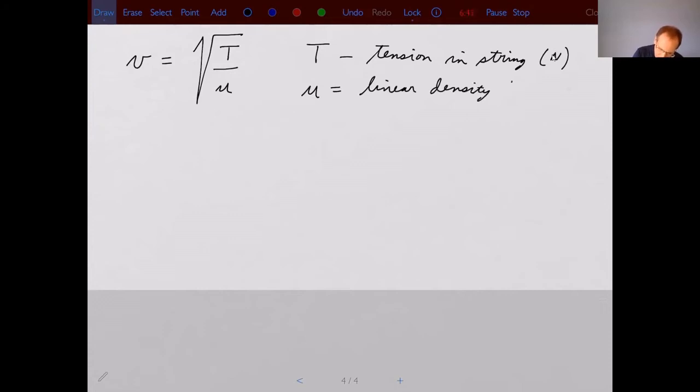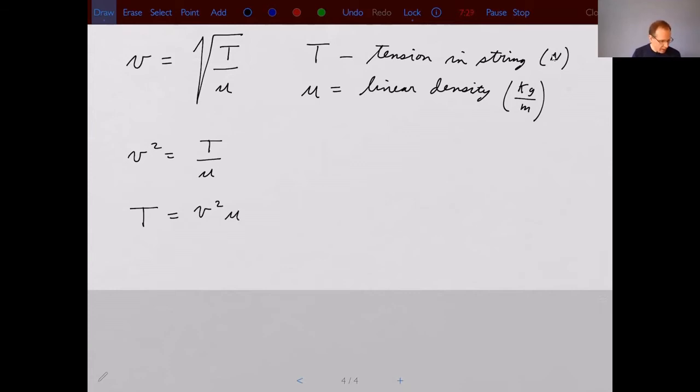So it's going to be in, well, just like regular density is mass per volume, in this case, linear density is mass per length. So it'll be kilograms per meter. So what we want to do is rearrange this equation and solve it for the tension. So if I square both sides, so v squared is going to be T over mu, and then multiply both sides by mu, I'm going to get T is equal to v squared mu.